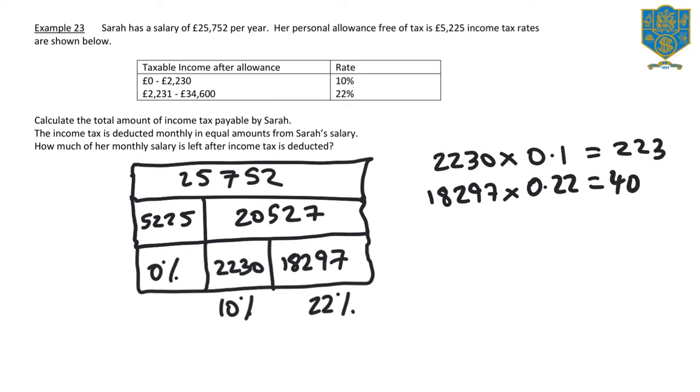18,297 multiplied by 22%, so that's 0.22, is £4,025.34, meaning the total tax is £4,248.34.